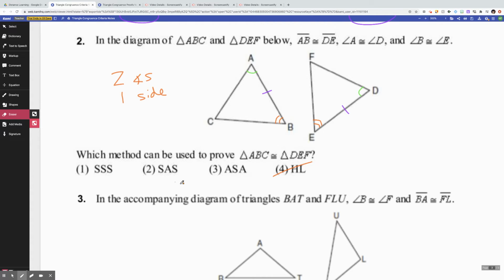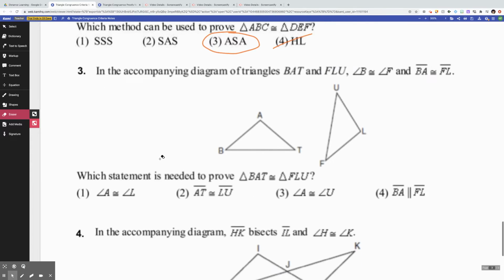And it's not a right triangle, so I can eliminate HL. It's not that one, right? And then two angles and one side, the only one listed here that has that is ASA, right? So it's two angles, an angle here and an angle here with a side trapped in between them. So angle, side, angle.